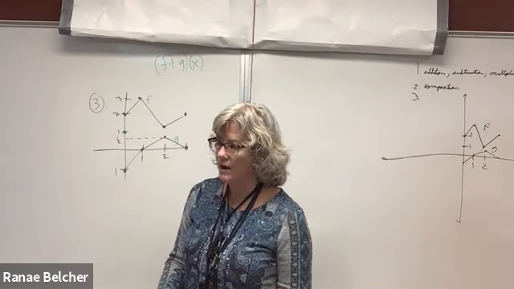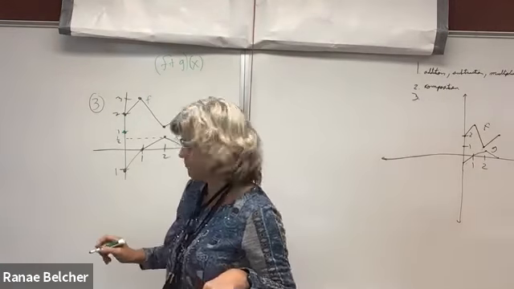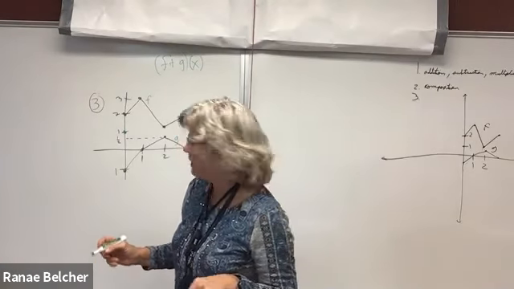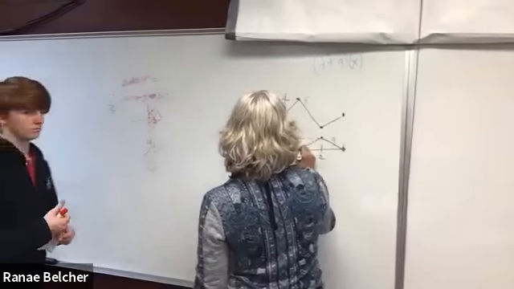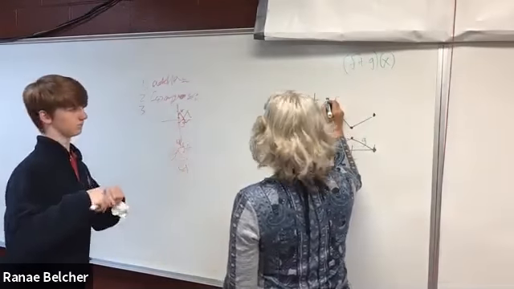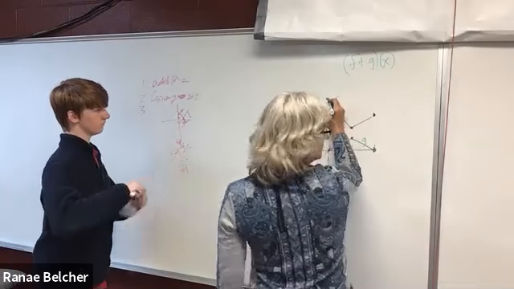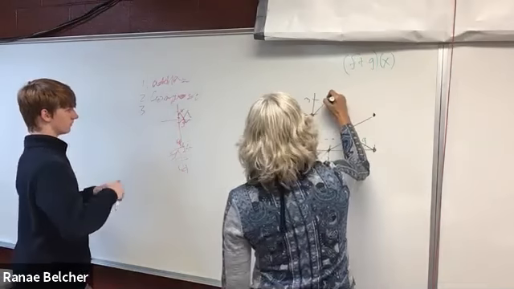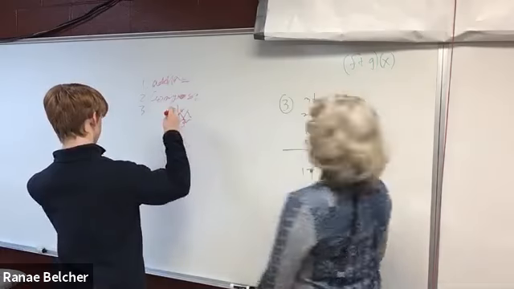Y is 2 and y is -1. And when you add that, you get 1. What about at 1? What are your 2 dots? 0 and 3, right? So what's 0 plus 3? So you got another dot just right there.